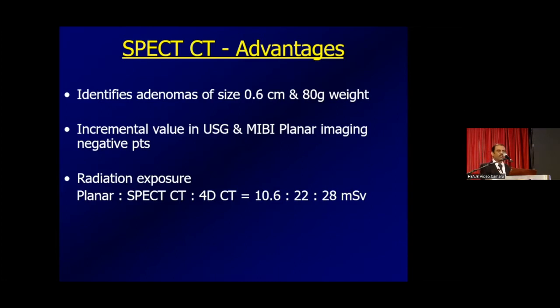Having told that, what are the disadvantages of SPECT-CT? Relative radiation exposure to the patient is higher with SPECT-CT, but still it is lesser when compared to a 4-dimensional CT, 4D CT. Why am I mentioning 4D CT? Because 4D CT is the next line of imaging for the identification of parathyroid adenomas if the nuclear scan is negative. So we get around 22 millisievert compared to 11 millisievert when you do a SPECT-CT when compared to a planar scan. But still it is acceptable because of the higher sensitivity.